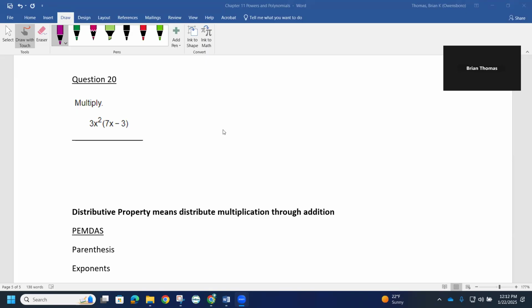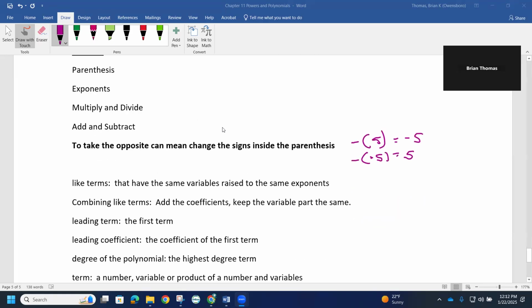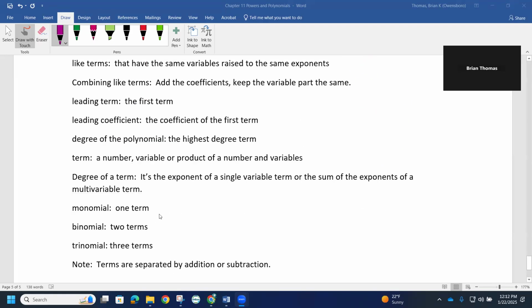Remember, a monomial, let's see if I have those definitions down here. A monomial is a one term. Now remember, a term, everything is connected by multiplication. So keep that in mind in a term. A term can be a number, a variable, or a product of numbers and variables. So a single term expression, if everything is connected by multiplication, we call it a monomial.